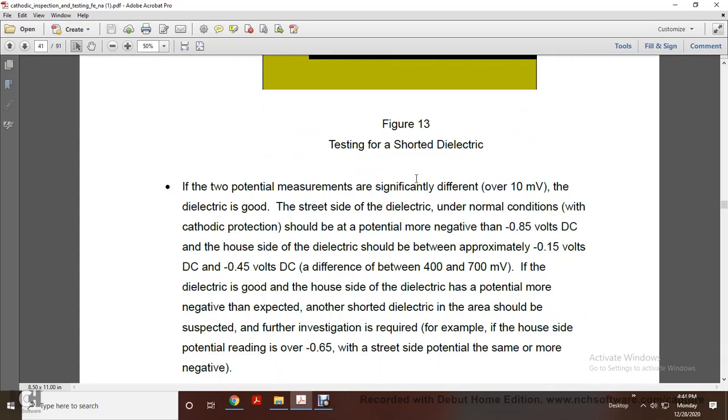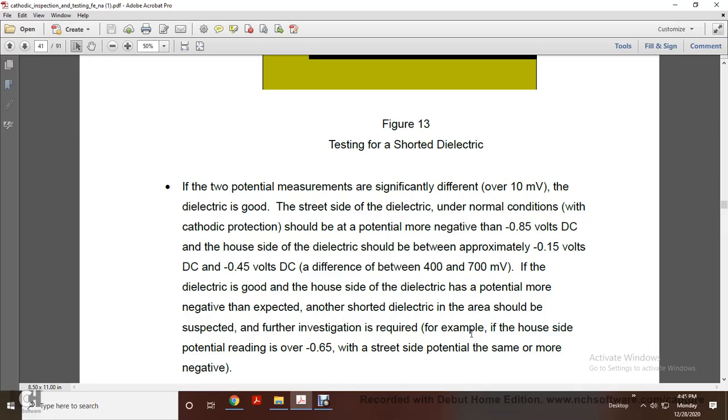If the potential measurement difference is less than 10 millivolts across the dielectric, it may be shorted. The street side of the dielectric, under normal conditions with cathodic protection, should have a potential more negative than negative 0.85 volt DC. The house side of the dielectric should be between negative 0.15 volt DC and negative 0.45 volt, a difference between 400 and 700 millivolts. If the dielectric is good, the house side potential is more negative. Otherwise, another short of the dielectric in the area should be suspected.